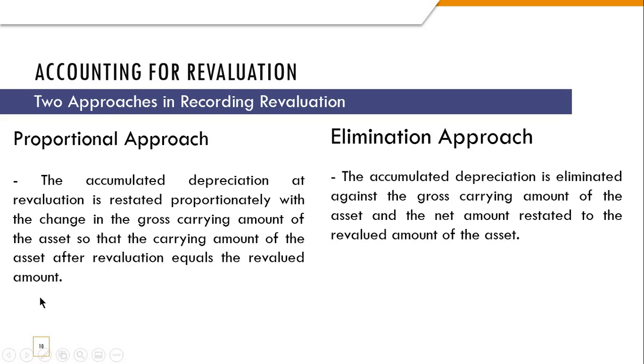So what we do in the proportional approach is we do not technically close the original accumulated depreciation per se. But we compute the accumulated depreciation proportionate to the original accumulated depreciation based on the increased gross cost of the asset. Okay? While in an elimination approach, the accumulated depreciation is eliminated. The original accumulated depreciation, we close it, thereby grossing up the value of the asset to its original cost. So against the gross carrying amount of the asset, and then the net amount restated to the revalued amount of the asset.